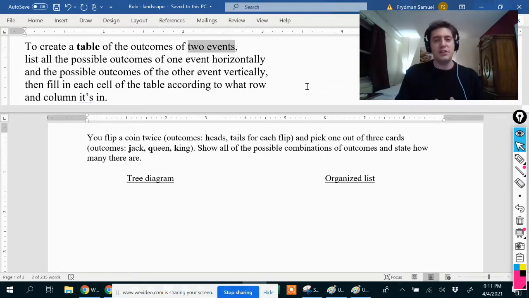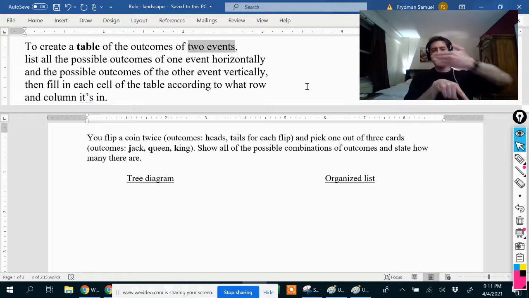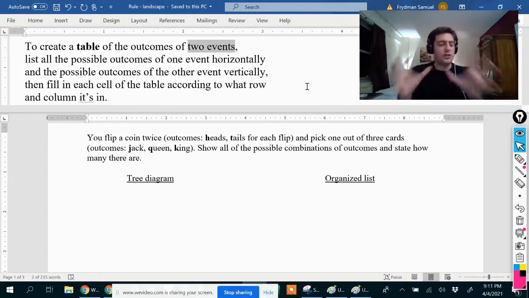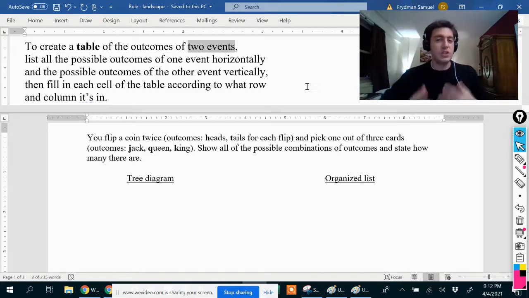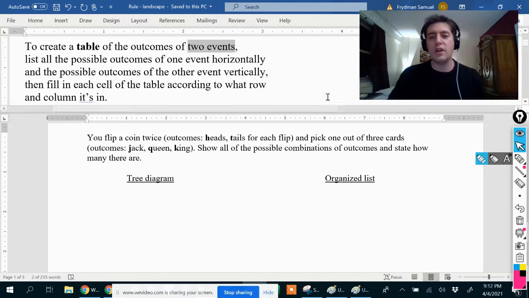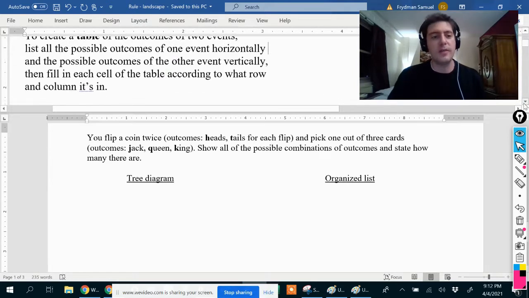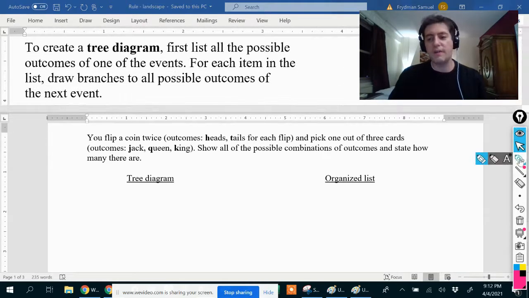If I were to draw a table, the table would have to be 3-dimensional. I would maybe have to put the outcomes of the first coin toss horizontally, the outcomes of the second coin toss vertically, and then for choosing the card, I would have to do something maybe going into the page. So I would have to have sort of a three-dimensional table, which is pretty hard to draw. So we're not going to do the table for this one, but we can still do an organized list and a tree diagram. Actually, I'm going to do the tree diagram first.